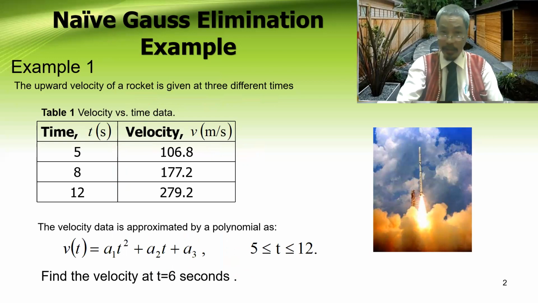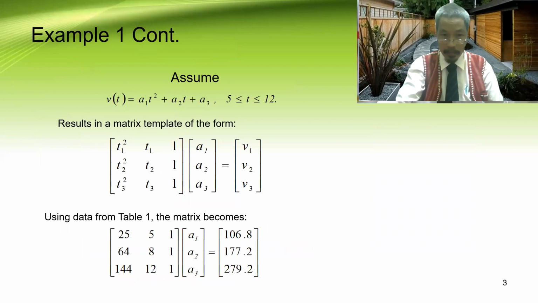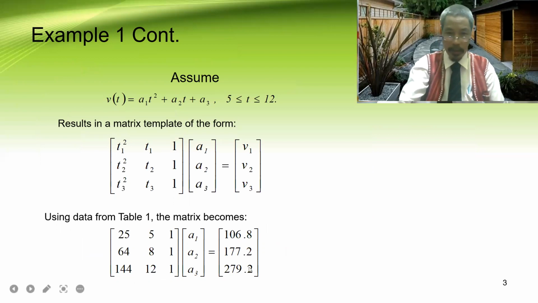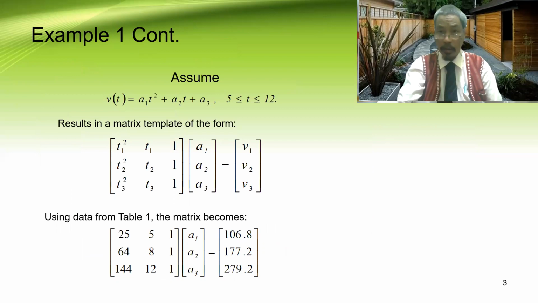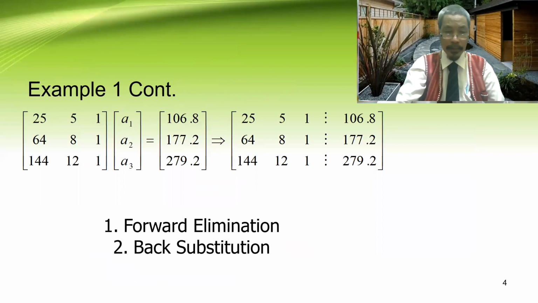Because 6 seconds is within the domain. So we have the matrix with the corresponding values for time and velocity. So let us therefore do the Gaussian elimination. First forward elimination, then afterwards we will have the backward substitution. So this is the Naïve Gaussian method.